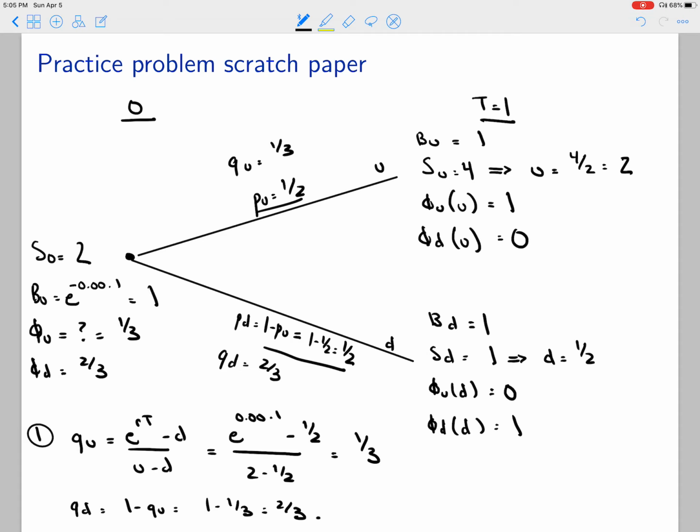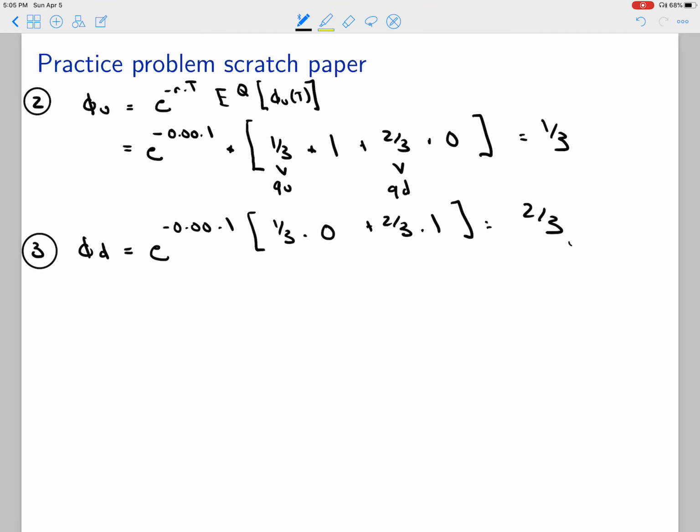is to use these to compare and contrast the risk neutral and the physical probabilities. Okay, so what we can do is draw a little table here. We write down the U state and the D state, and we write down Q, the risk neutral probabilities, and P, the physical probabilities. The P probability of the upstate was 1/2. The P probability of the downstate was 1/2.